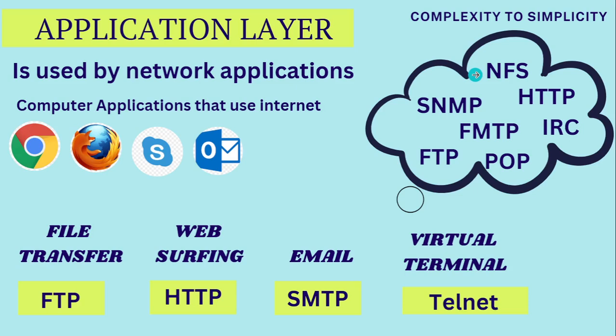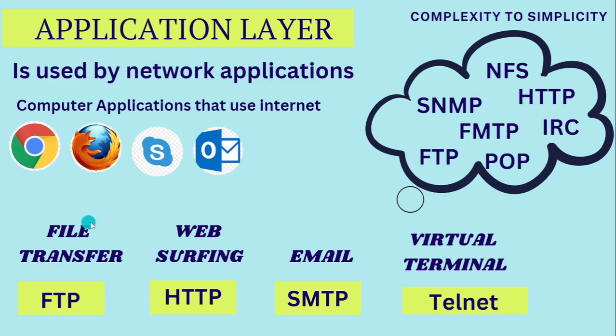Let's go into it. We have NFS, the network file system. Then SNMP, simple network management protocol. Then we have HTTP, which I already mentioned. We have FMTP, the flight message transfer protocol. We have IRC, internet relay chat. We have FTP, file transfer protocol. We have POP, the post office protocol. So all these protocols collectively form this application layer, and these protocols form the basis for various services.